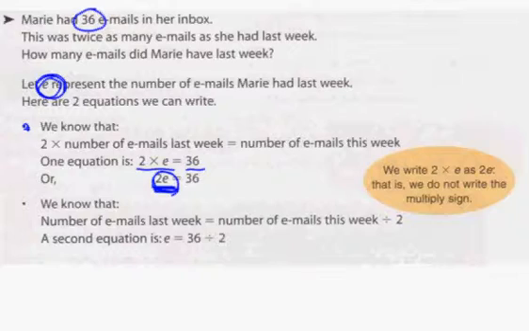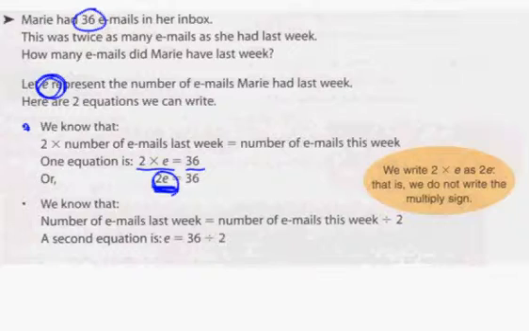So that's one of our equations: 2E equals 36, and that represents our problem. Marie had 36 emails in her inbox, and this was twice as many emails as she had last week. And E represents the number of emails that Marie had last week.